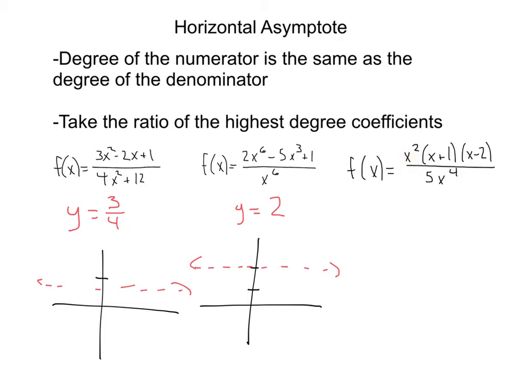Remember, this x squared times x is going to give me an x to the 4th leading term on top over 5x to the 4. So my horizontal asymptote is going to be at y equals 1/5. And if I was going to graph that, again, I'd have it really close to the y equals 0, but about there.